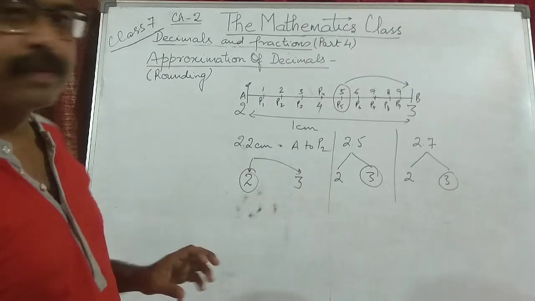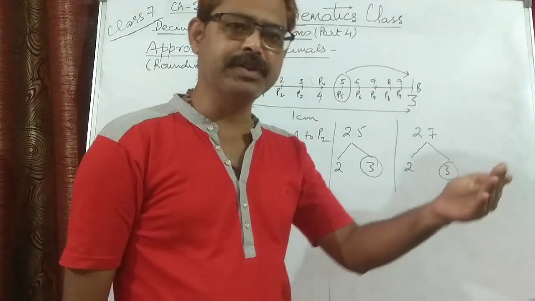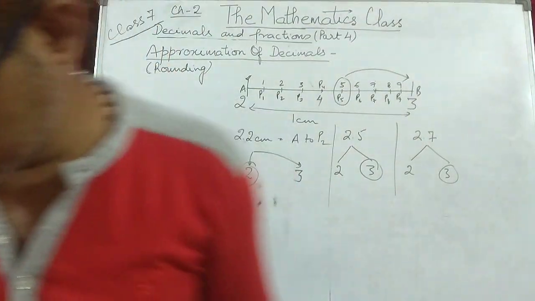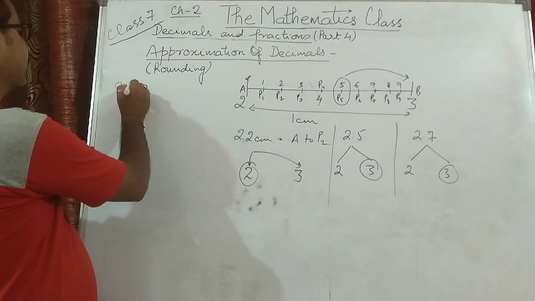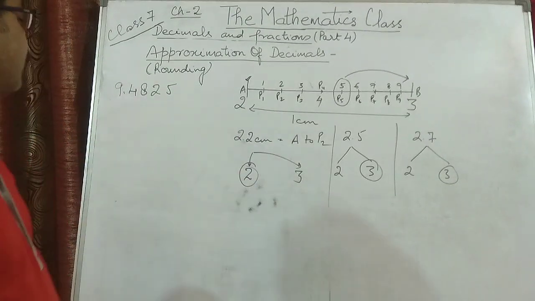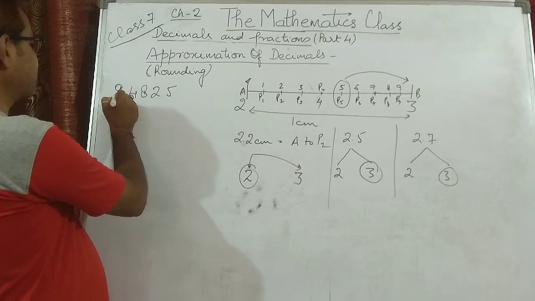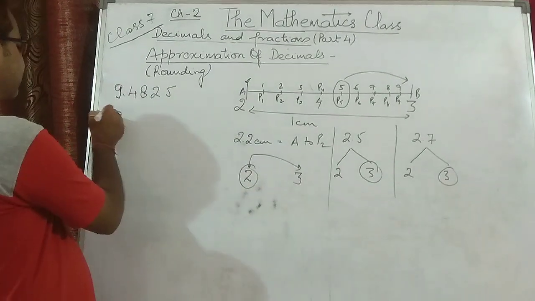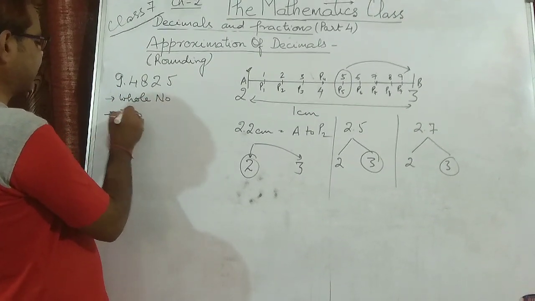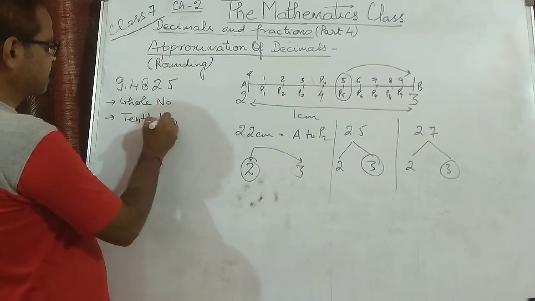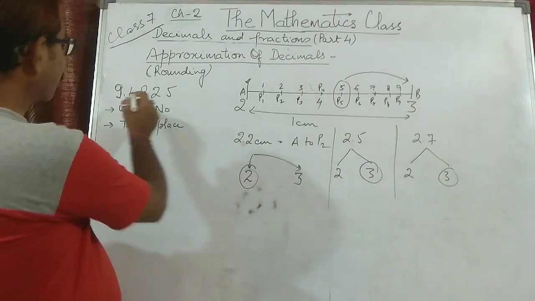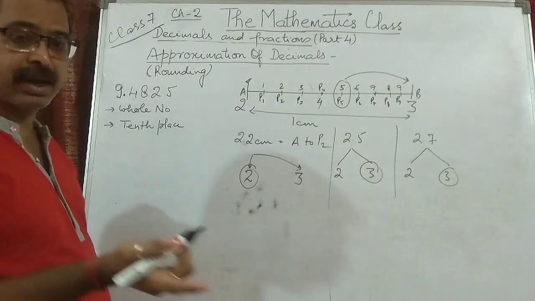Rounding off means that we move to that number which is much closer. So let's take a number 9.4825. Now we have to round it. This rounding can be done in different ways. First is to any whole number, to 10th place, or 10th place is also known as 1 decimal point because there is 1 digit after the decimal.